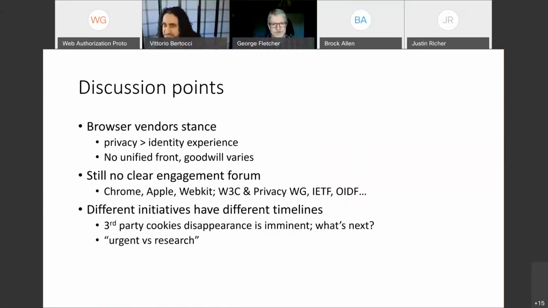Is it going to be decorated links? Is it going to be redirects? Who knows? And the point is that our customers are going to be imminently broken, just like what happened with ITP. That's going to happen here as well.